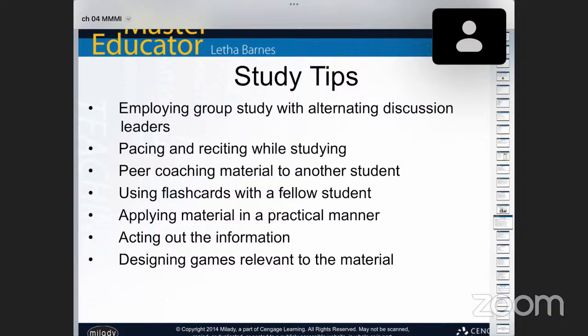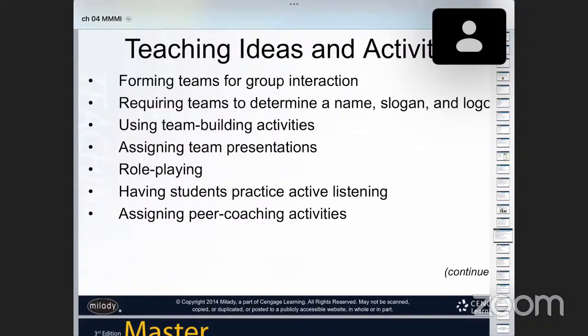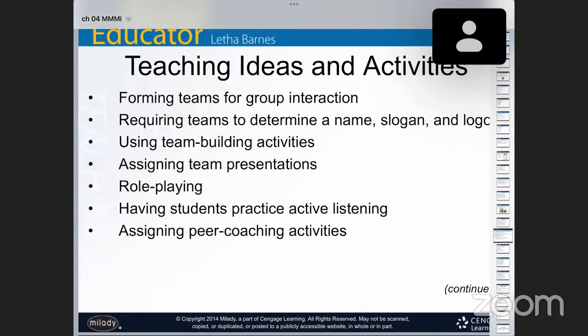Okay. Some study tips. I'm going to talk about 3: peer coaching, using flashcards, and applying material in a practical manner. They are practicing, but they're retrieving everything that you taught them in the practice they have going on now. Interpersonal, okay? Interpersonal, INTER, is different from INTRA. INTRA, that we just talked about, those individuals like to work by themselves.